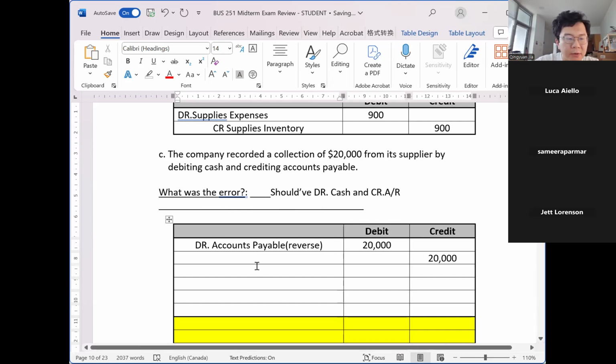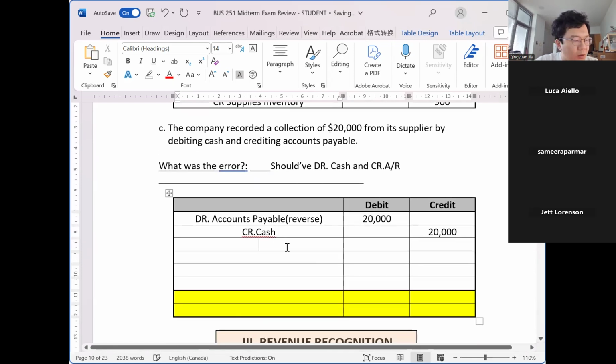And this is for reverse purpose. And we credit cash. And after doing this reversed entry, we will do the correct entry.